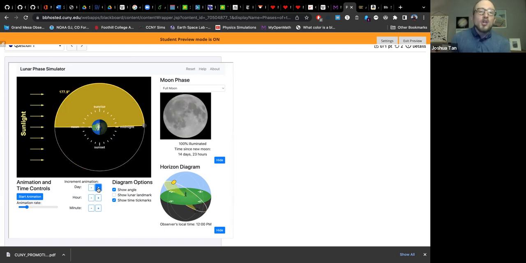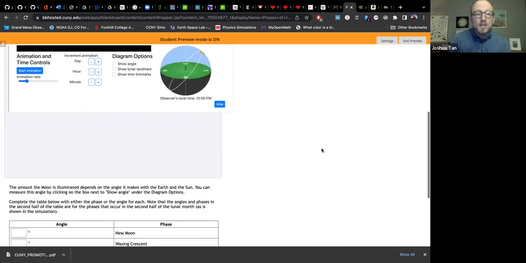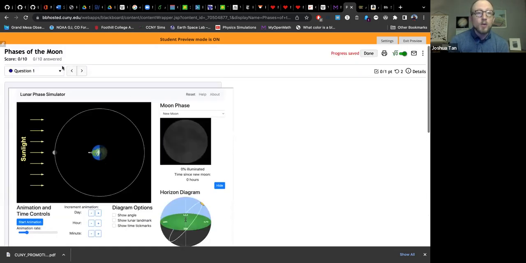Now that you have a good sense for what's going on in this simulation, you're going to have to do some experiments and demonstrate that you really understand how all of this works. So the first question is to identify angles that are associated with different phases. You're going to have to set all of this up and see which phases are associated with which angles. Note that there could be more than one right answer for the angles. There's sometimes a range of possible angles that can give you these phases. So that's the first question you're going to answer.